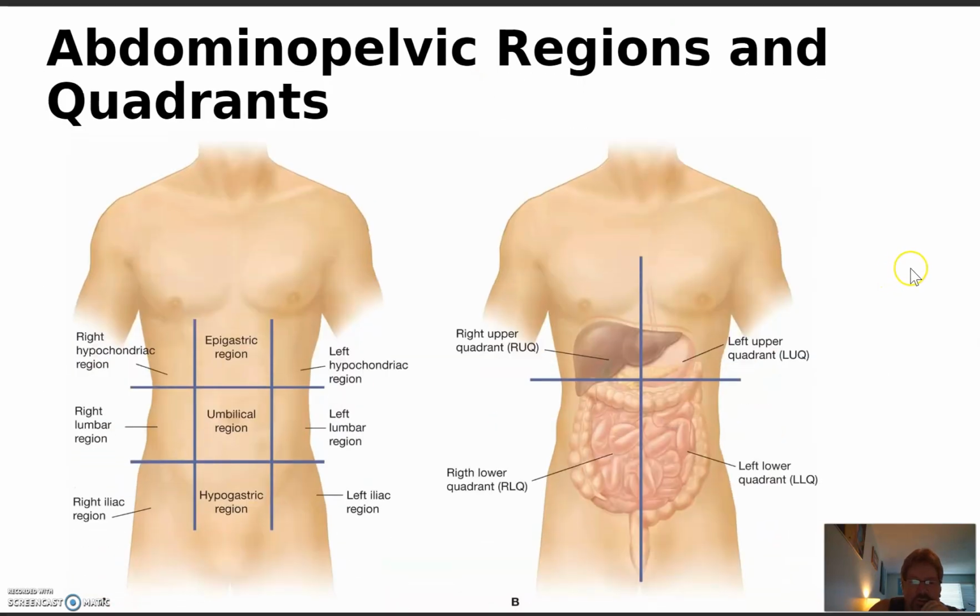These regions and quadrants. The quadrants are easier to learn. You can sit there and learn that in one setting. The regions will take a little more, but you have to know them, guys. Okay, we're running out of time.